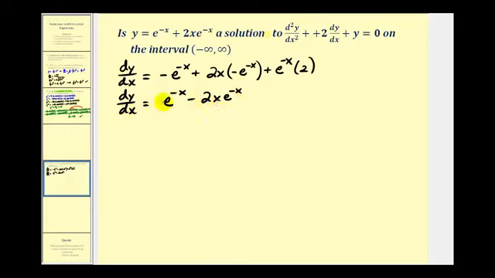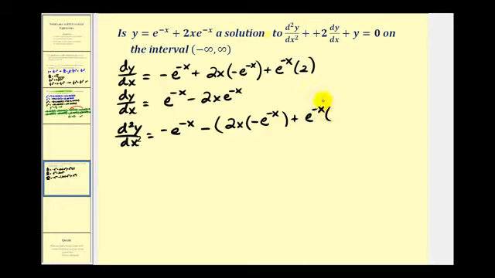And now to find the second derivative, we'll find the derivative of this. So the second derivative of y with respect to x will equal the derivative of e to the negative x, which we saw above is e to the negative x times negative 1, or just negative e to the negative x, minus, and then we'll have to apply the product rule with the chain rule to find the derivative of this term here. So we'll have the first function, 2x, times the derivative of the second function. The derivative of e to the negative x is negative e to the negative x, plus the second function, e to the negative x, times the derivative of the first, which would be 2. Now it is important that we have this in parentheses, so we're subtracting this entire quantity.